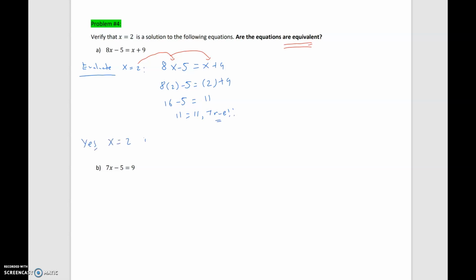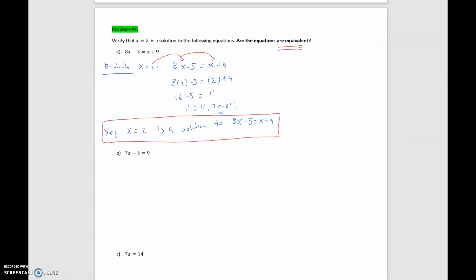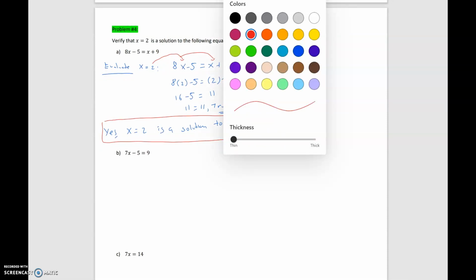So you would say yes, x is equal to 2 is a solution to 8x minus 5, which is equal to x plus 9. Now, for the second one, we could technically plug it in, but let me actually solve this one.